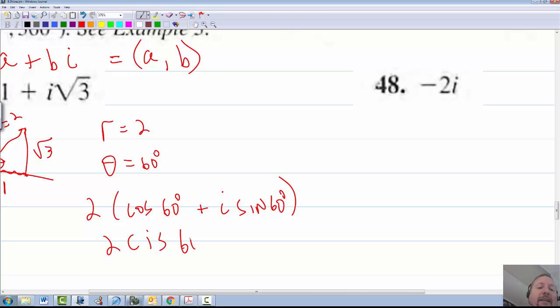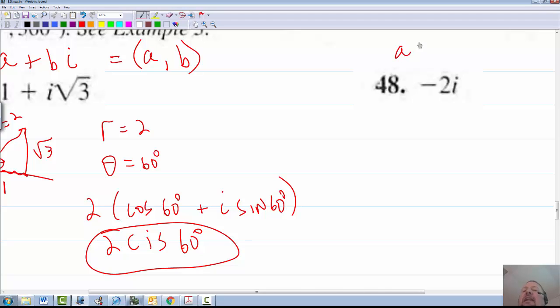I'm a lazy mathematician, so I'm going to write this. 2 cis 60. And that's the only purpose of this, so I don't have to write the angle twice and write all that. You as a mathematician, this is what you got to figure out today, that's what that notation means. And you can write all your answers like that.